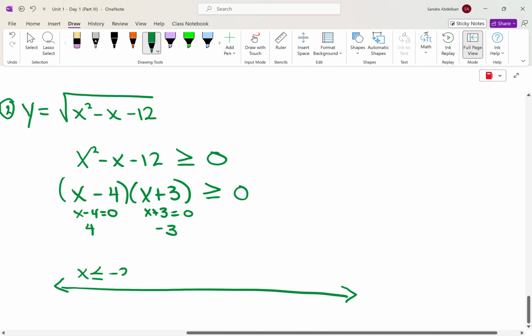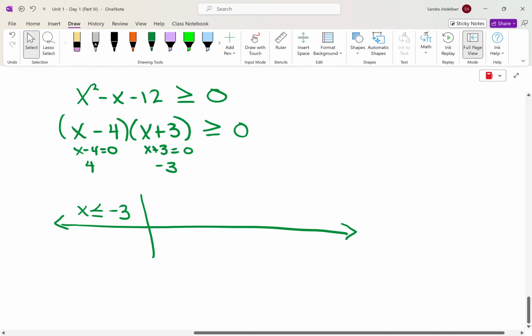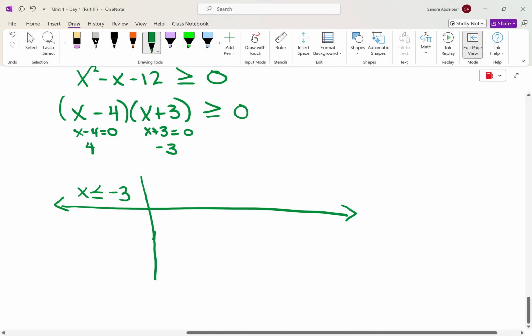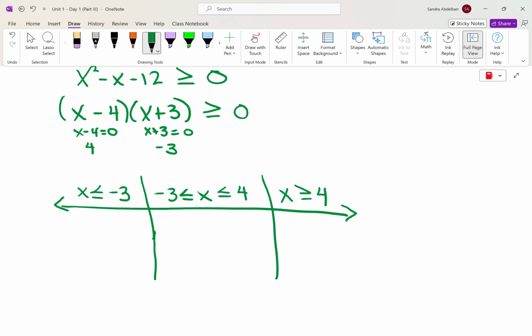Now we pick the smallest number. What's the smallest number? Negative 3. So we're going to choose x is less than or equal to negative 3. That's one section. What's the next section? How are we going to label it? Negative 3 less than or equal to x, less than or equal to 4. You got it. And then we're going to have x is greater than or equal to positive 4.